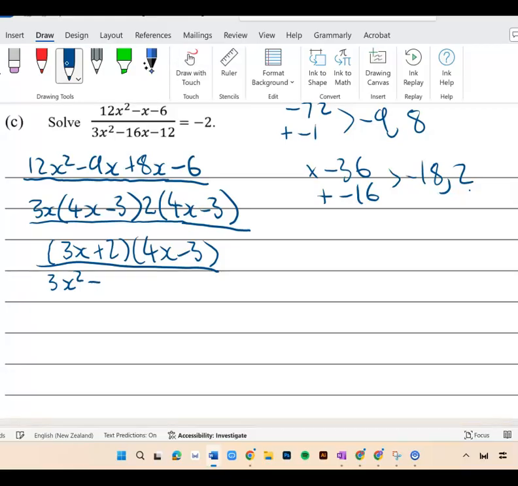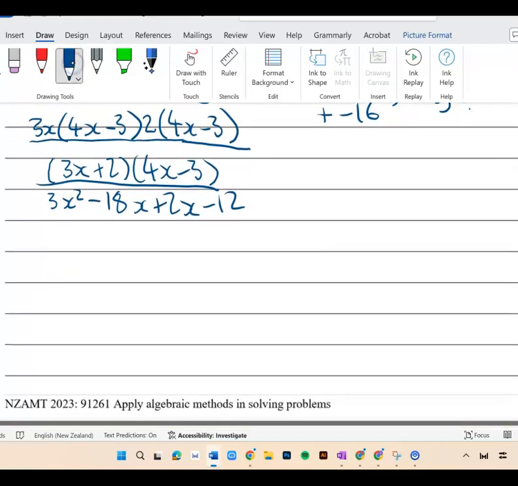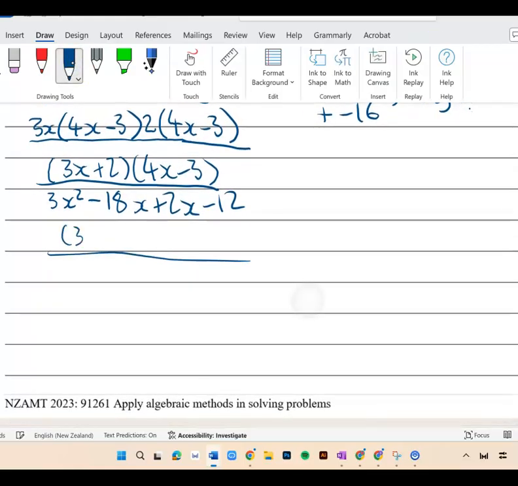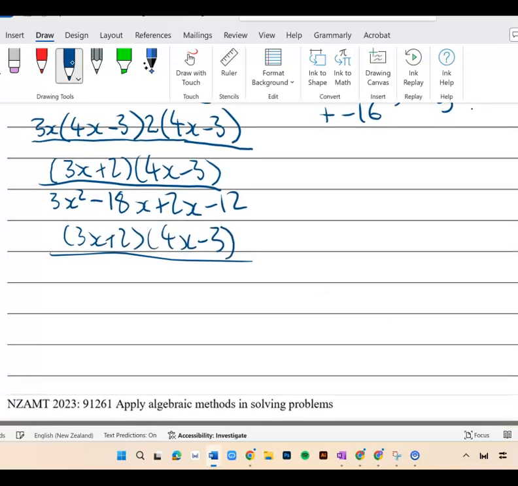Minus 18x plus 2x minus 12. Let's go and factorize that. So we still have this from before. Just write it here, 4x minus 3.